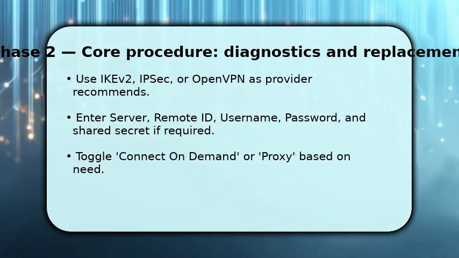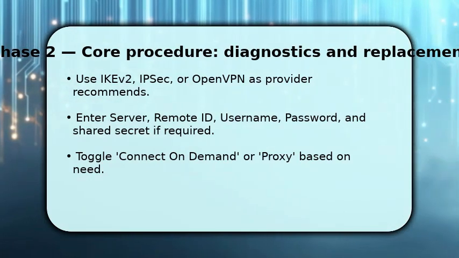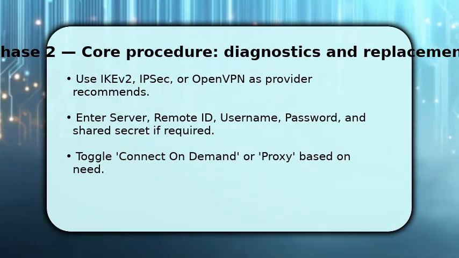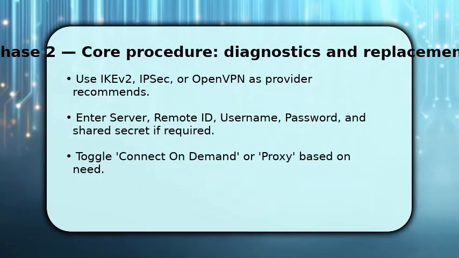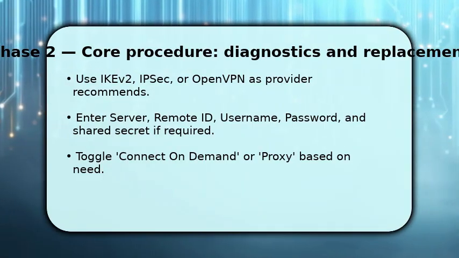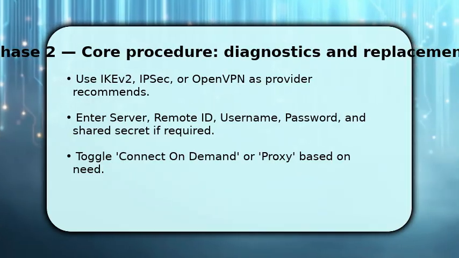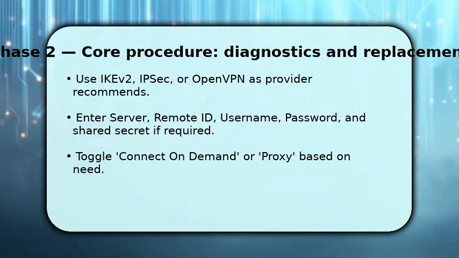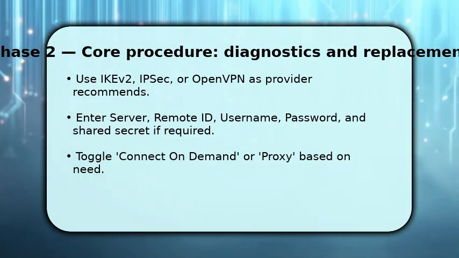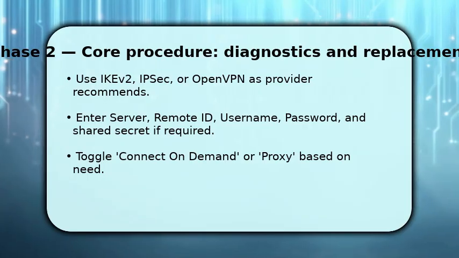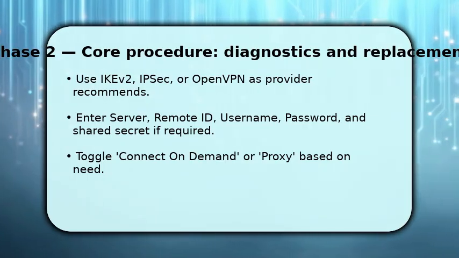You now enter the detailed settings. If using the Settings route, tap Add VPN Configuration, choose the protocol, then type the server address, remote ID, and your username and password. If the provider gave a certificate or shared secret, install it or paste it in the correct field. This verifies identity and prevents man-in-the-middle alerts. Once done, save and test the connection.